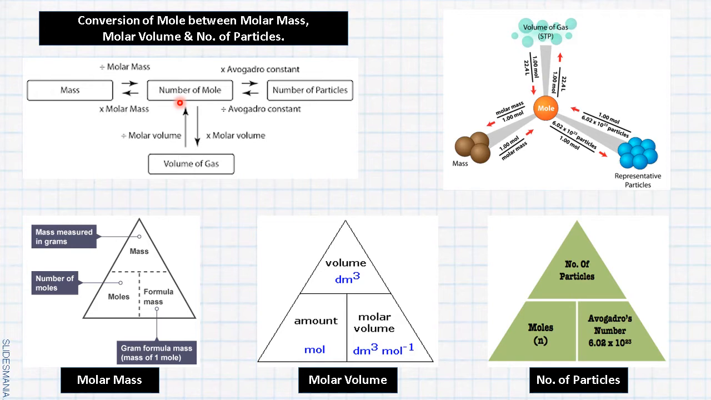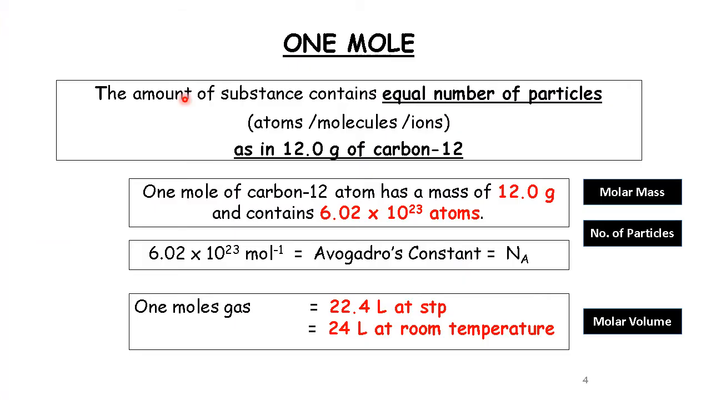But now you're up level, you have to find the relationship among the mole versus molar mass, mole versus molar volume, and mole versus number of particles. No worry, just follow. Let's check the understanding about 1 mole. We must always remember 1 mole actually is the amount of substance contain equal number of particles, either is in atom, molecule, or ion, as in 12 grams of carbon-12.